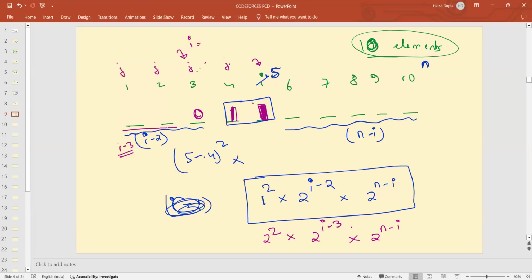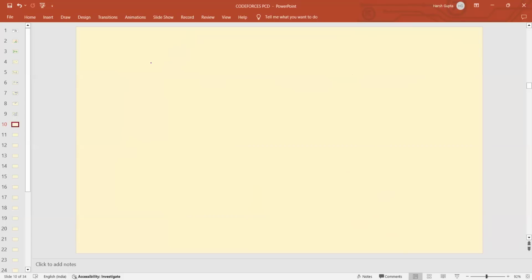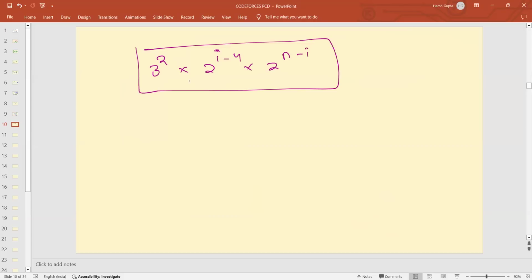Whatever these characters are, I don't actually care, so it is 2 power I minus 3. Similarly, towards the right, what is the combination? I don't care, so 2 power n minus I. And the difference is 2 square. So this is the total swing value. Similarly, with j as 2, can I say my swing value will be 3 square multiplied by 2 power I minus 4 multiplied by 2 power n minus I? Can I say this?